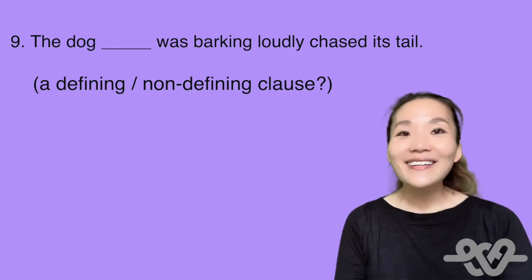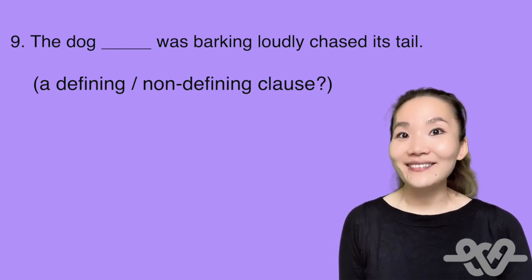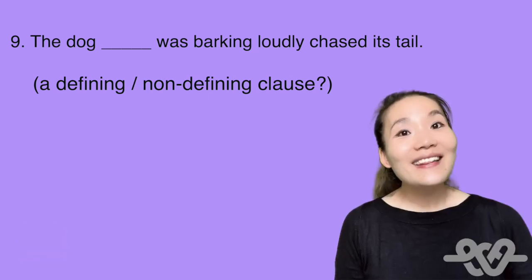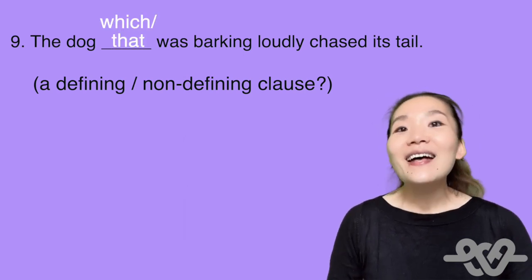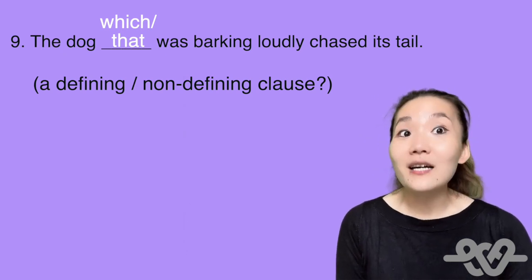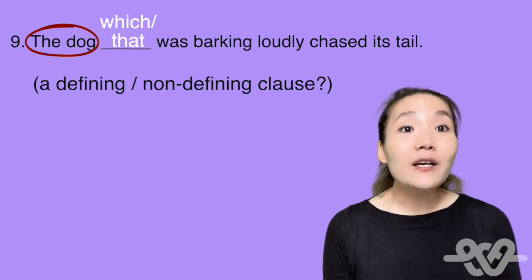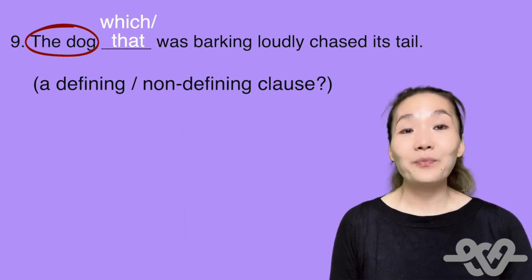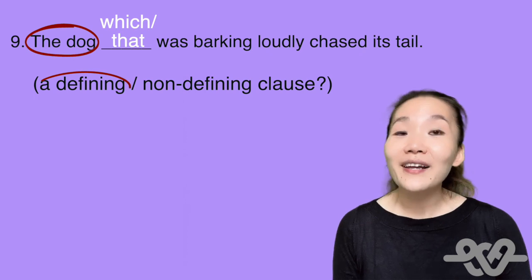Number 9. The dog was barking loudly, chased its tail. In this sentence, we should use the relative pronoun that or which. The relative clause which was barking loudly, it's important here because it helps us identify which dog we're talking about. The speaker wants to specify the dog which barks loudly is that one. Without that information, the sentence would lack clarity. So this is a defining relative clause.